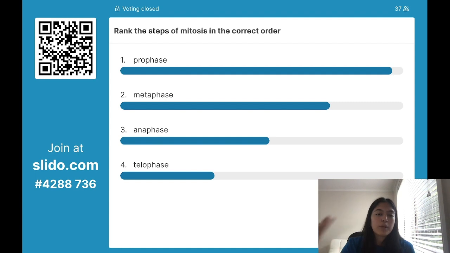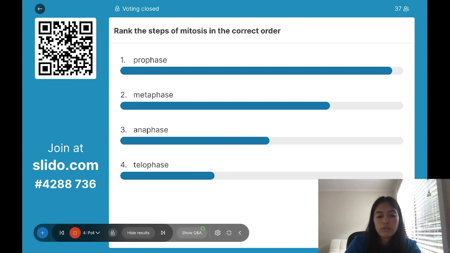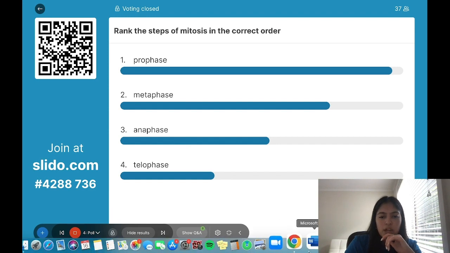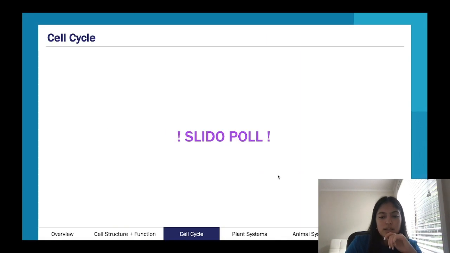So PMAT: prophase, metaphase, anaphase, telophase. And obviously try not to, I mean, you can rote learn them, but try to think, M for middle or A for apart, stuff like that. That can help as well. But just remember the order and obviously what is involved with them. Okay, I think that was it for the cell cycle stuff.